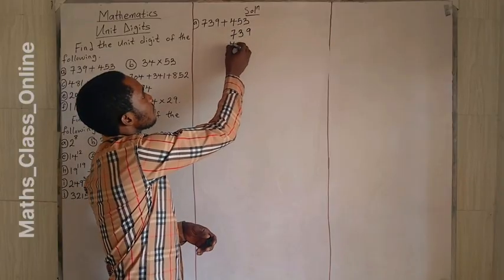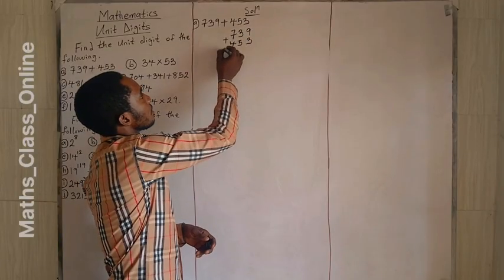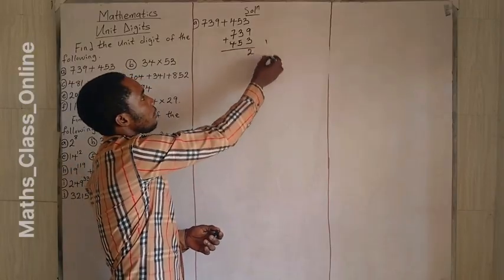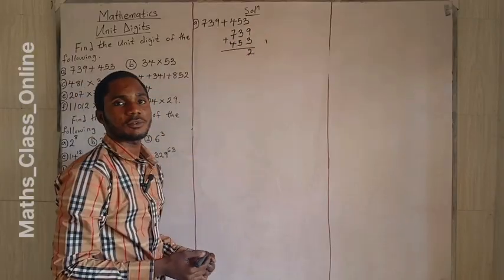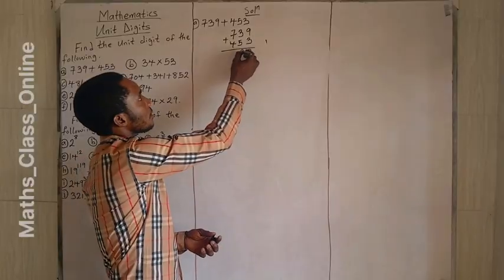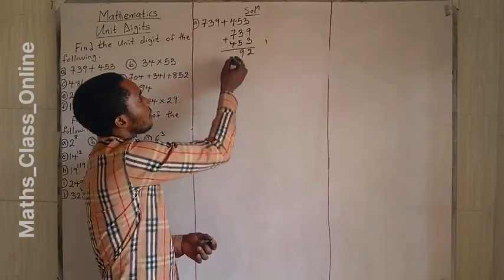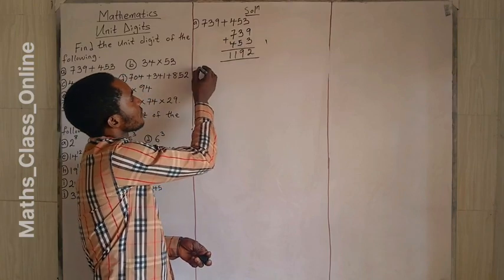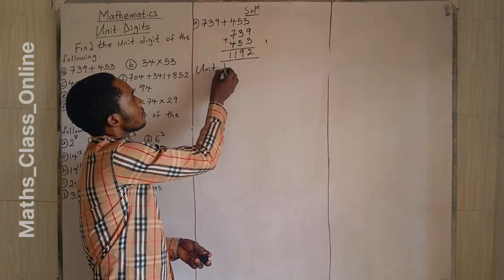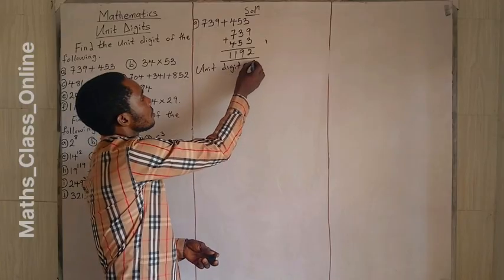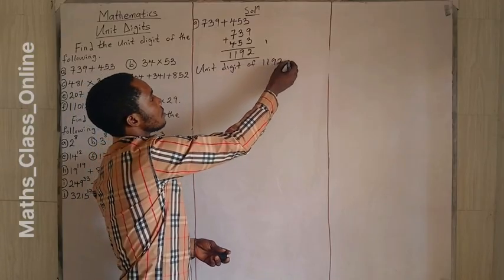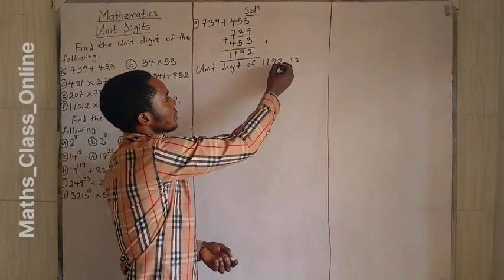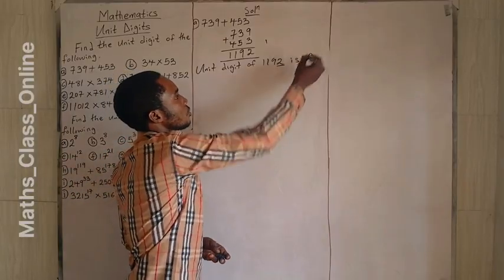739, 453. 9 plus 3, that is 12. We write 2, keep 1. 3 plus 5, that is 8, plus 1, 9. 7 plus 4, that is 11. Now, what is the unit digit of 1192? The unit digit of 1192 is what? The last digit, and that is 2.